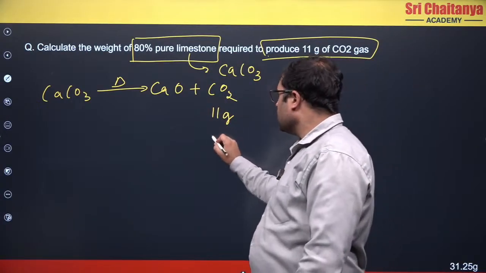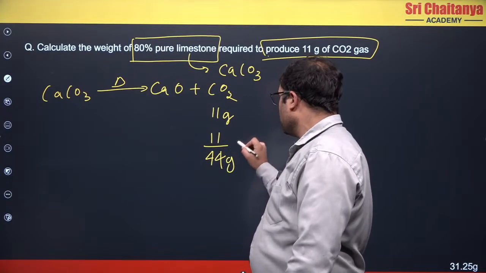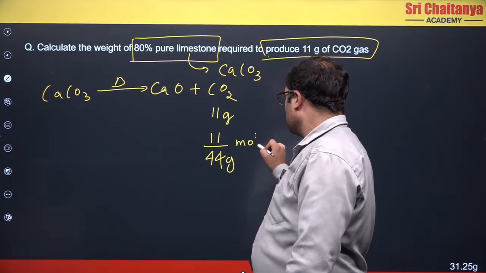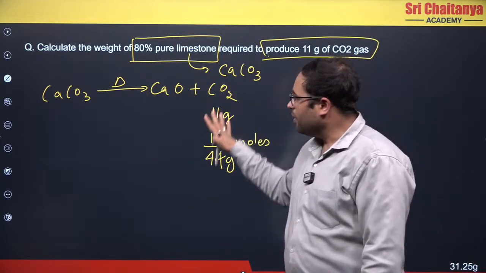Divide this mass by the molar mass of carbon dioxide, which is 44 grams. So you will get moles, right? So these many moles are of carbon dioxide.